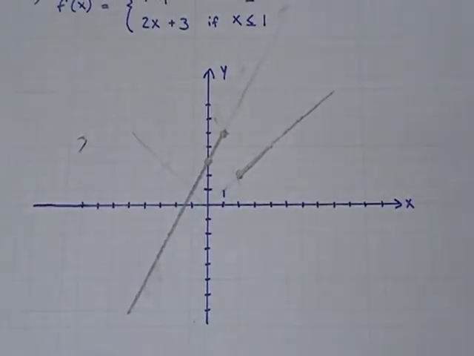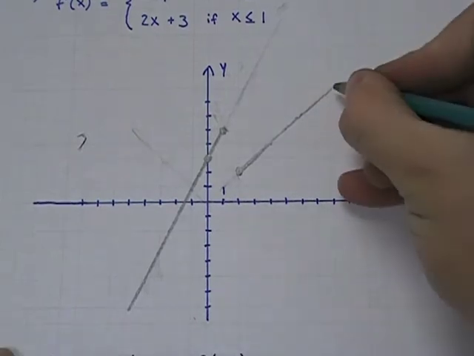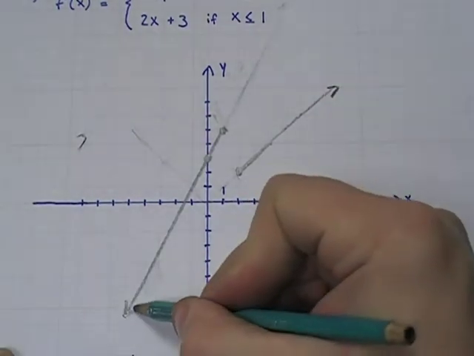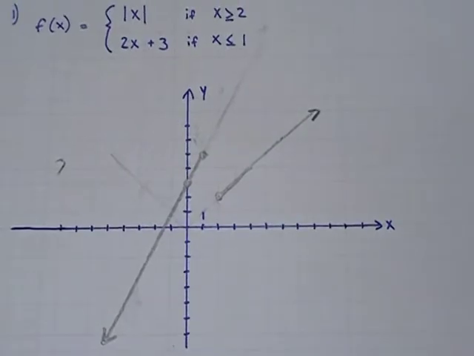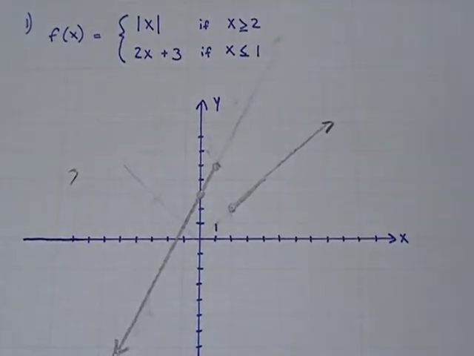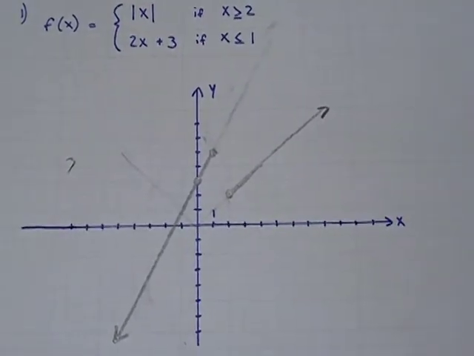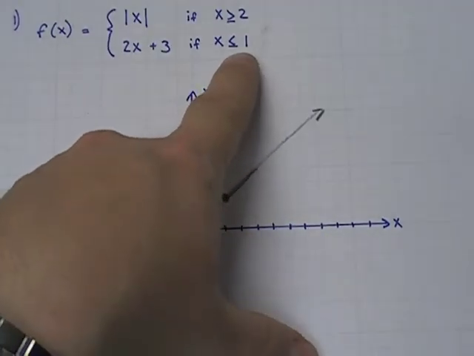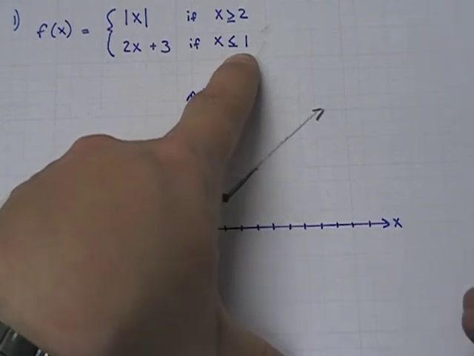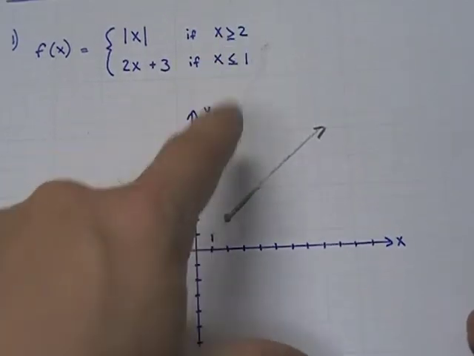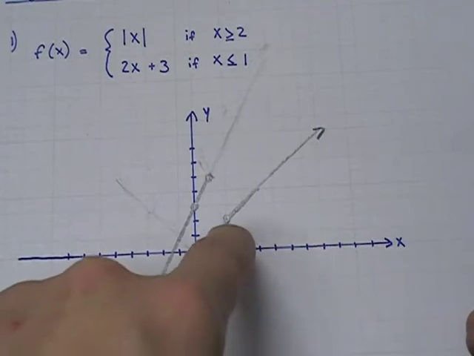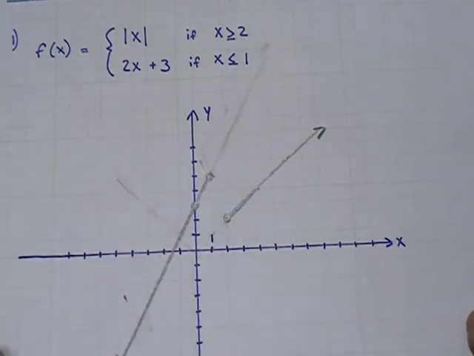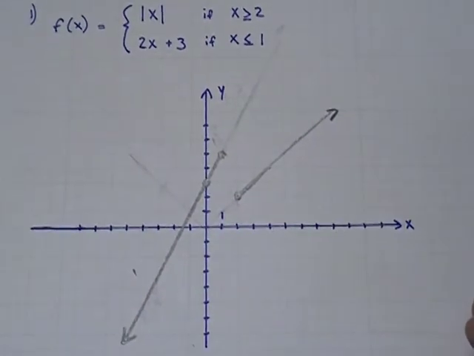So now here is my piecewise defined function. That goes that way and that goes that way. Okay? So that's how we graph these. You basically graph these functions, and then if it says less than, you keep everything to the left and you erase everything to the right. If it says greater than, you keep everything to the right and you erase everything to the left. Okay? So that's real simple, real easy.